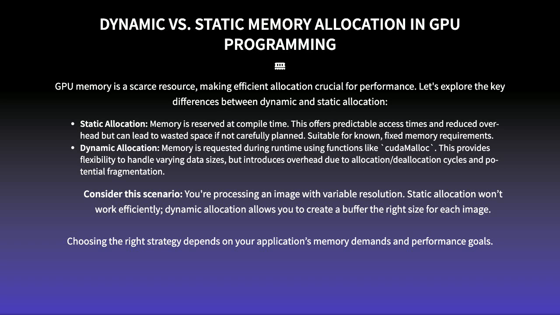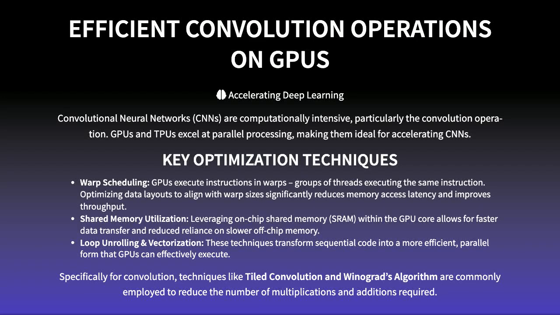between flexibility and performance. Let's talk about how we can make convolutional layers run much faster on GPU. CNNs, especially with deep architectures, require a ton of computation, and that's where GPUs really shine. They're designed for parallel processing. Think of them as having many tiny brains working together. One key strategy is warp scheduling, which basically means arranging data in a way that makes the GPU's groups of instructions, called warps, work more efficiently.